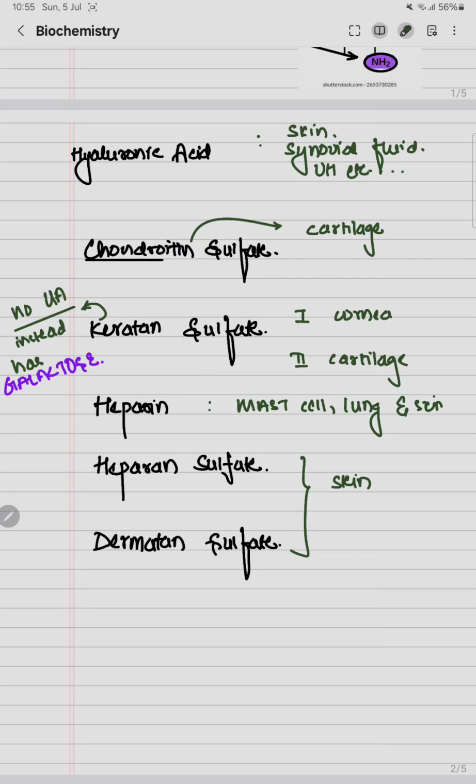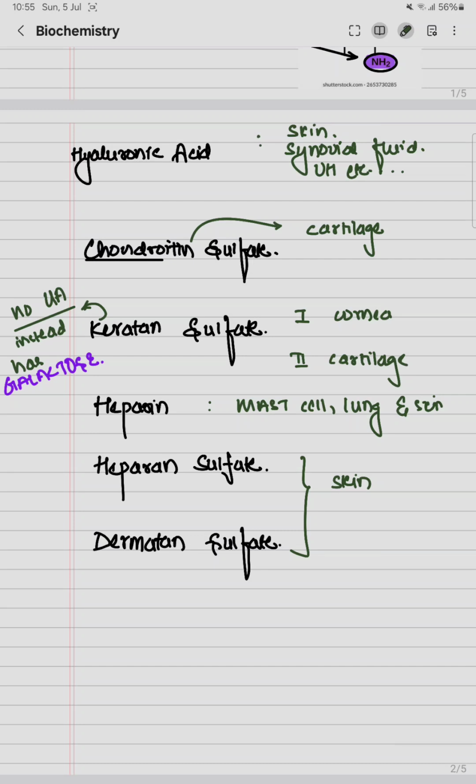In heparin, which is present in mast cell, lung and skin and is involved in inflammation and various other reactions. Heparan sulfate and dermatan sulfate are present in skin. Now the clinical relevance of these GAGs is that they are degraded by your lysosomal enzymes. In absence of these lysosomal enzymes, these GAGs or mucopolysaccharides tend to accumulate and produce a constellation of symptoms.